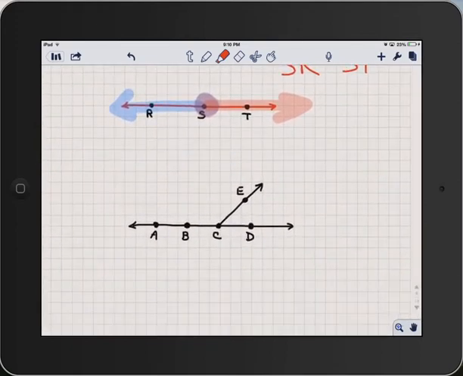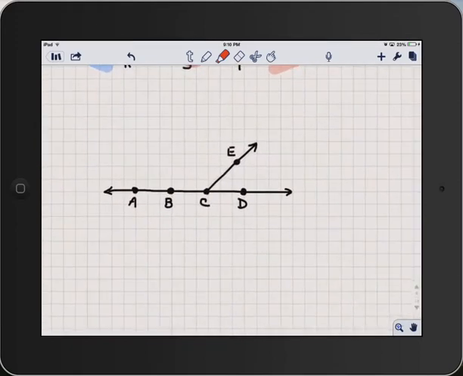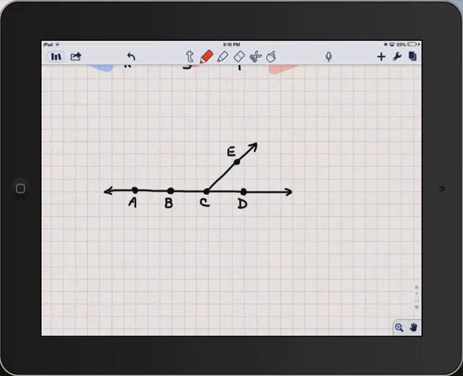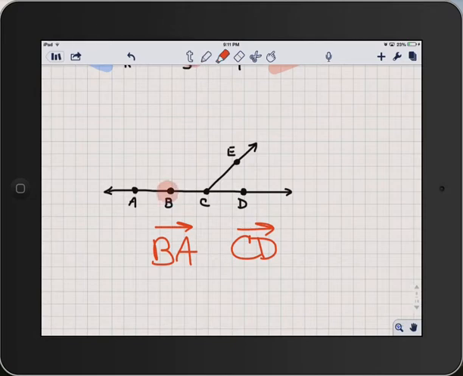Now, we could have diagrams where we have 2 rays that are not opposite rays, because it only satisfies maybe half the definition. So let's look at first ray BA and ray CD. They are not opposite rays because they go in opposite directions, but they don't have the same endpoint. Ray BA starts at point B. Ray CD starts at point C, goes to the right. So yes, they're going in opposite directions, but they don't have the same endpoint. So they're not opposite rays.